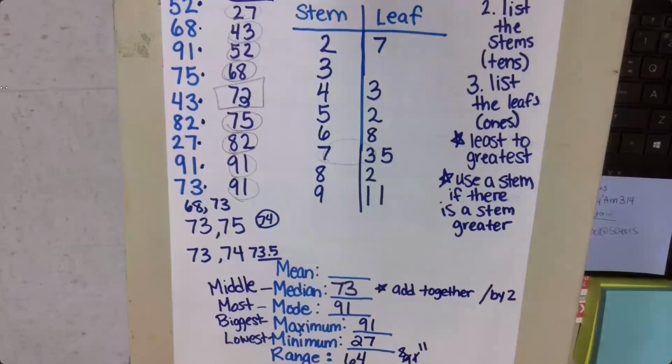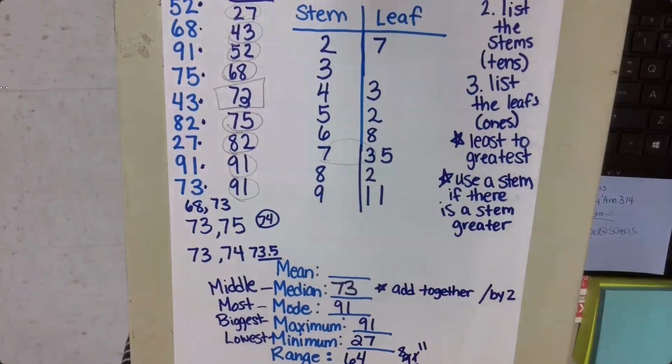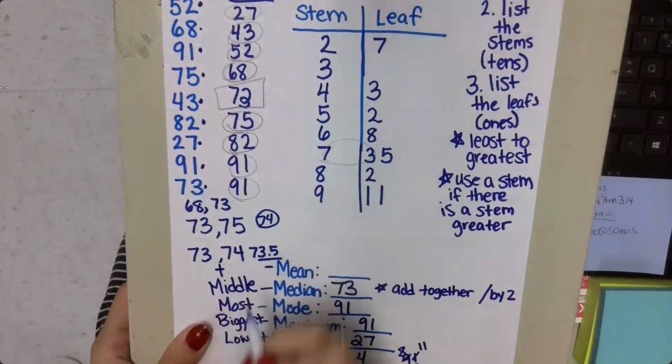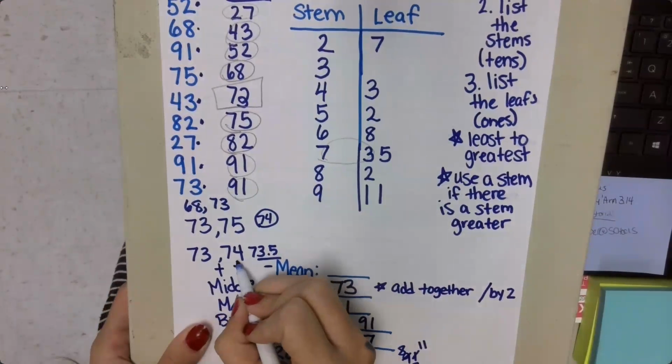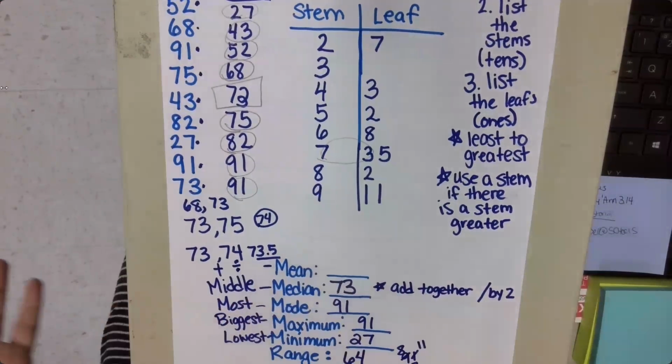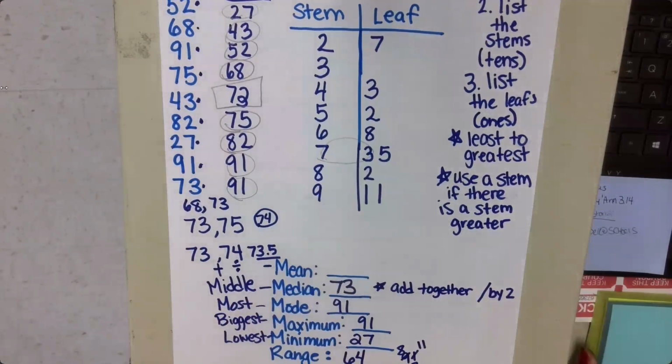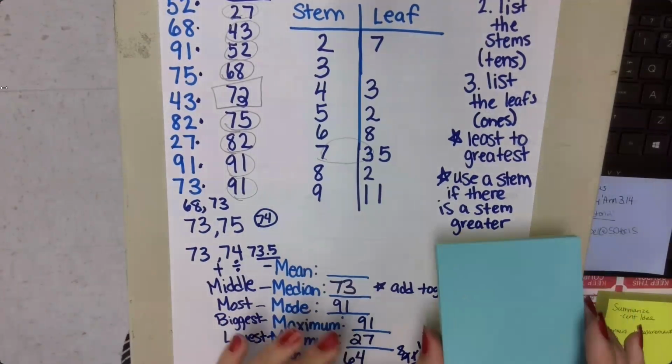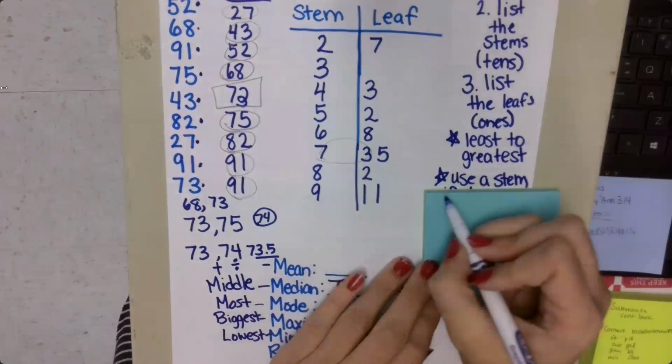All right, now the last one is the mean. And I like to say that mean teachers came up with the mean because it is mean. You have to do a lot of work. You have to add them all up, and then you have to count how many you have and divide by that many.